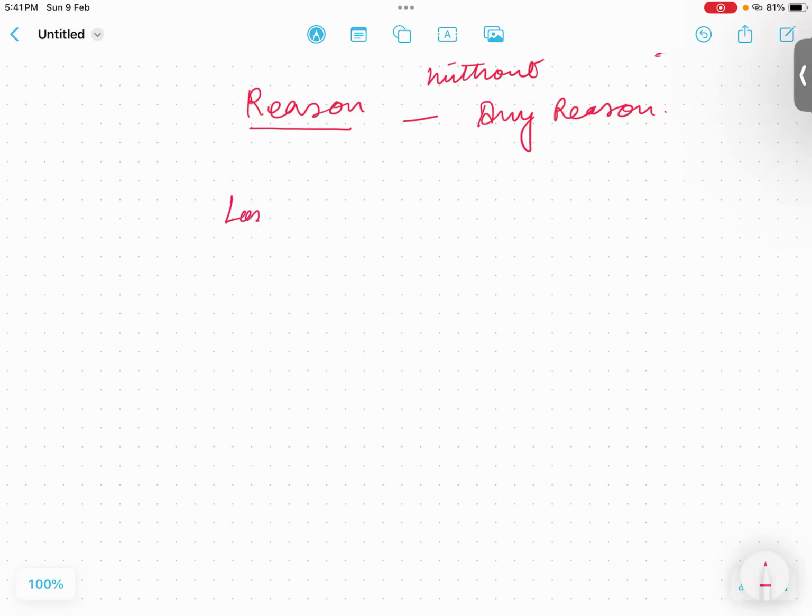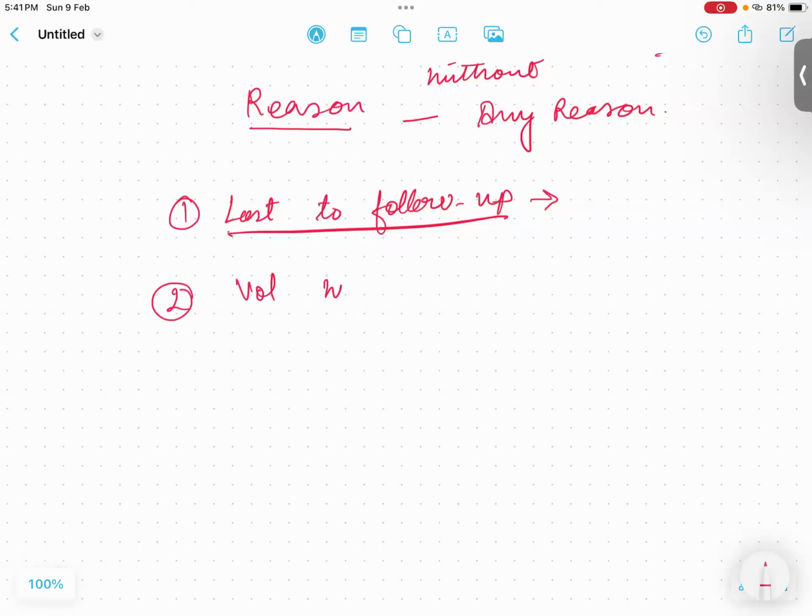Now there are a couple of reasons. One is loss to follow-up. So the team is trying to connect with them, but the patient is lost. They are not picking up their phone, not answering, not responding. So it will come under this category, that the patient is lost to follow-up. That is one category. And another withdrawal is voluntary withdrawal.